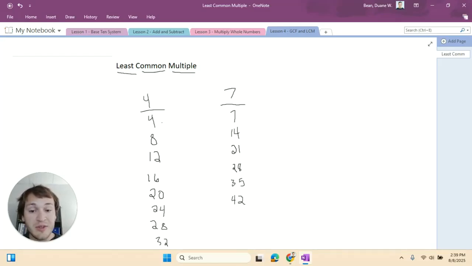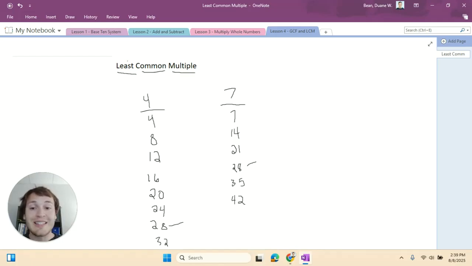So we're going to find all the multiples that they have in common. Actually, there should be only one multiple they have in common, and it looks like it's 28. If I had made my list longer, eventually we would have found other multiples that are shared between 4 and 7.